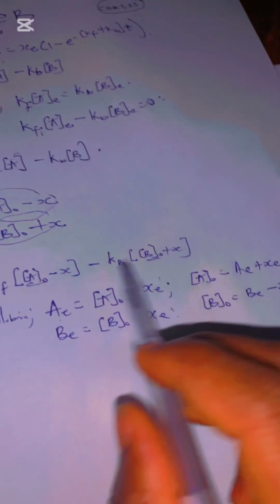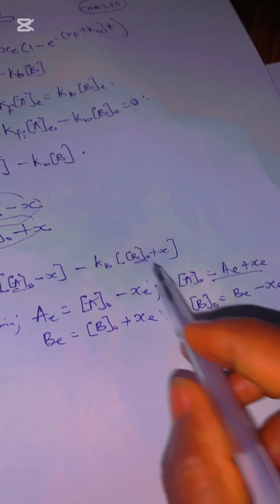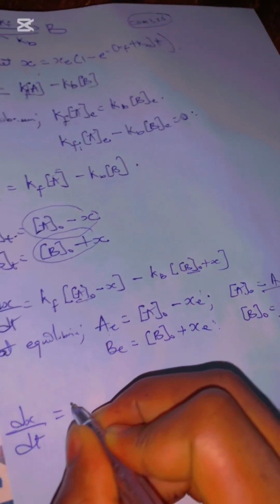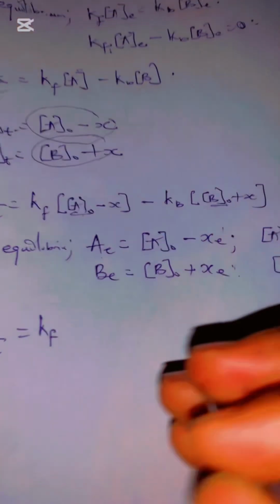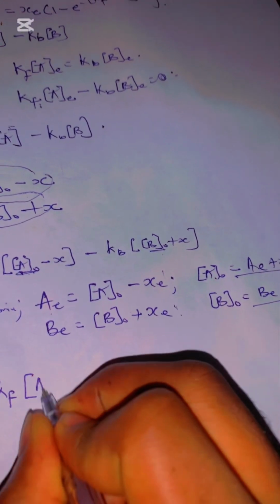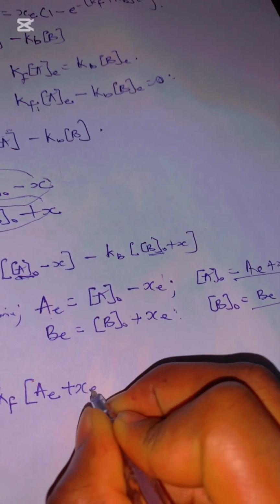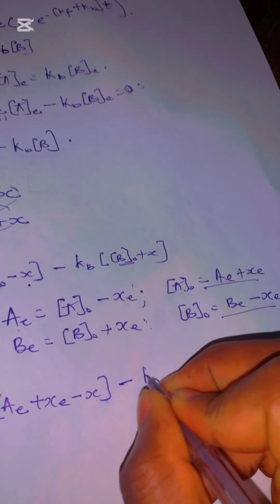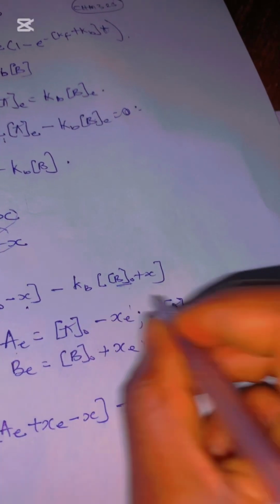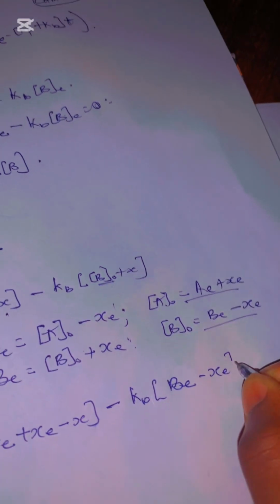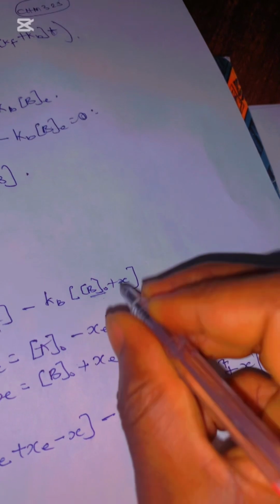So instead of this A naught, I can actually impute this. Instead of this B naught, I can actually impute this. So let's put them down one by one. So don't forget that my dx over dt will now be equal to my kf open bracket. Instead of this A naught now, I'm going to have AE plus XE minus X, that is remaining, minus I have my KB open bracket. Instead of this B naught, I'm going to be having BE minus XE, and then I have plus X, that is remaining. Are we good?